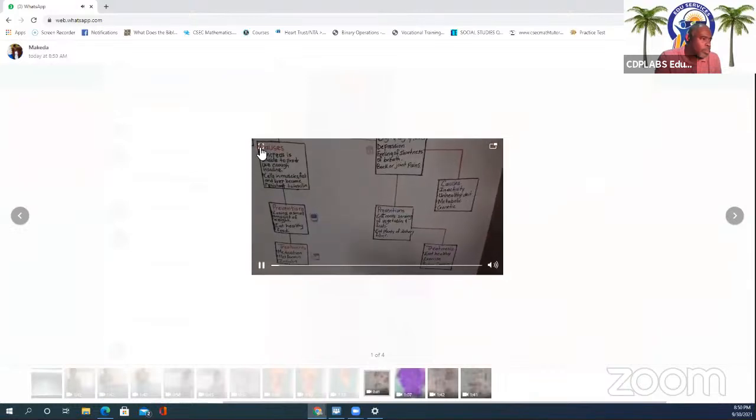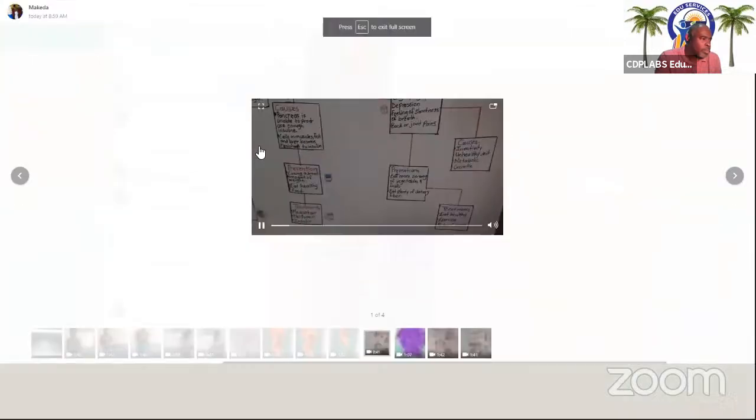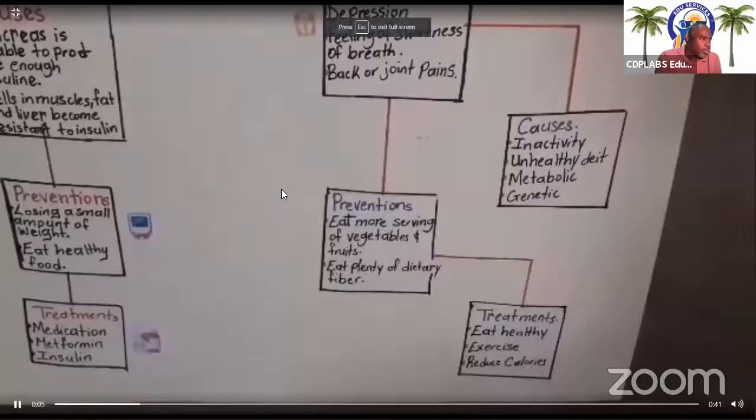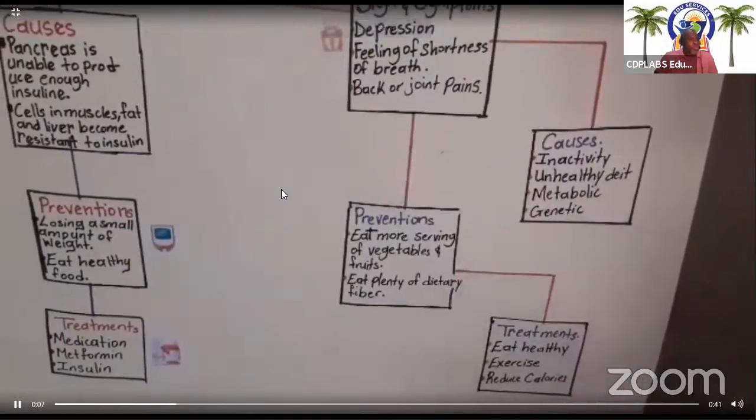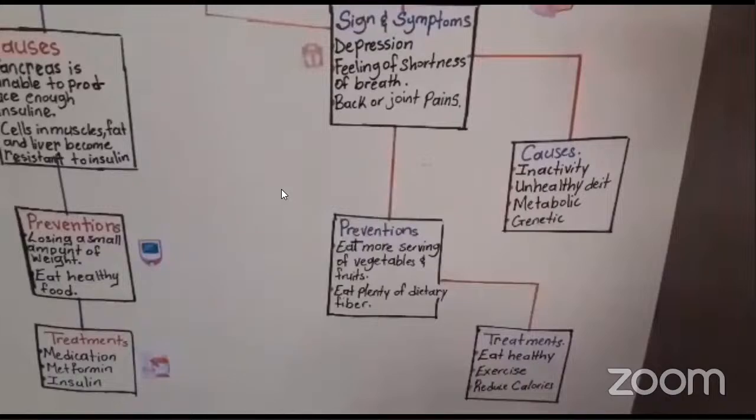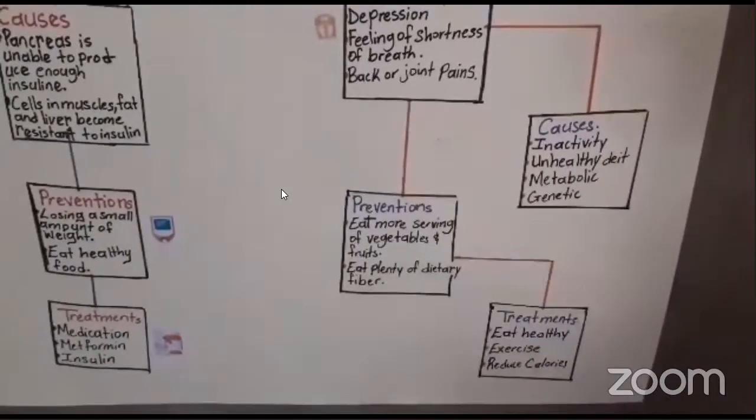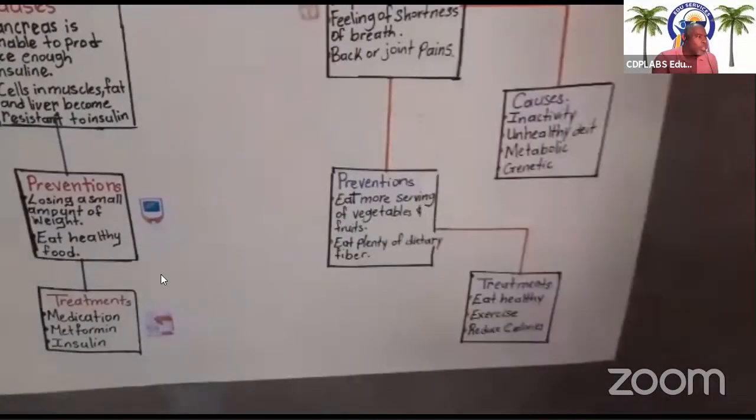Where was I? Yes, I was talking about prevention. We can prevent obesity by eating more servings of vegetables and fruits. Yeah, eat up your fruit and your vegetables.